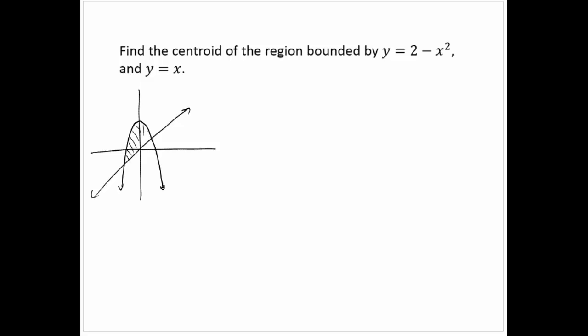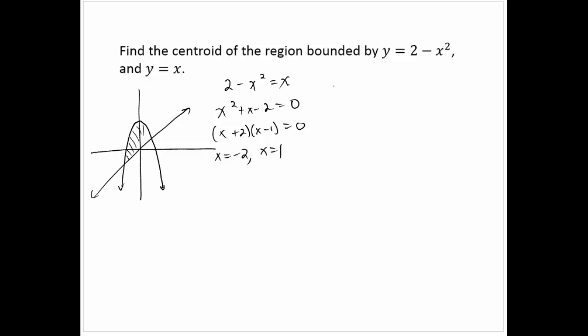We need to find where they intersect, and since they're both written in the form y equals, they're both in function form, I can just set them equal to each other and solve the equation simultaneously. So this becomes x squared plus x minus 2 is 0, which factors as x plus 2 times x minus 1. So x equals negative 2 and x equals 1.